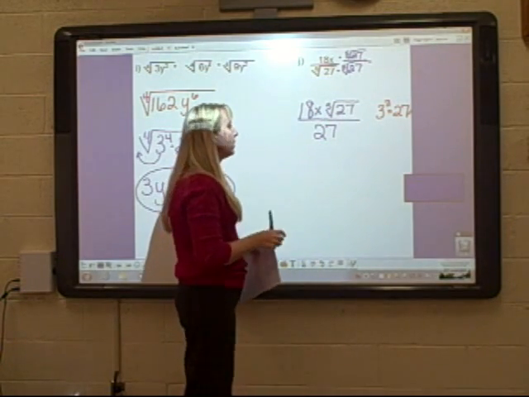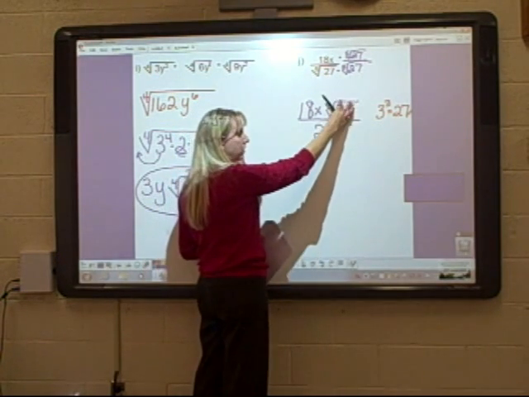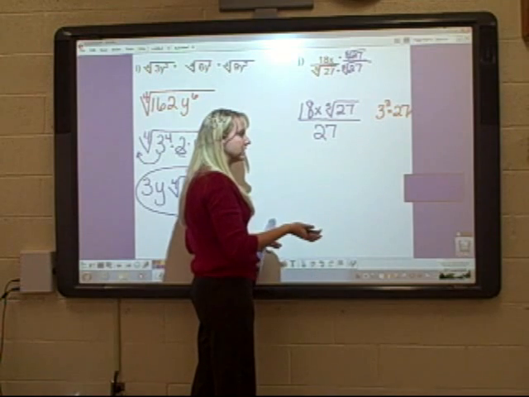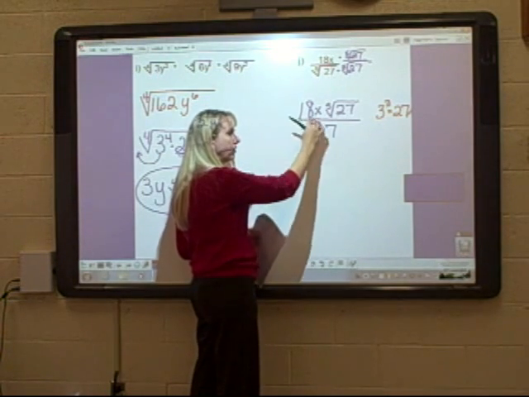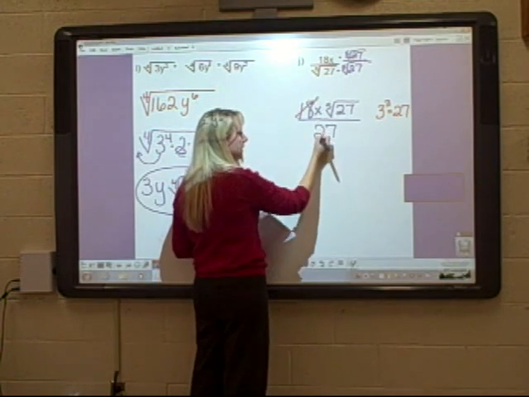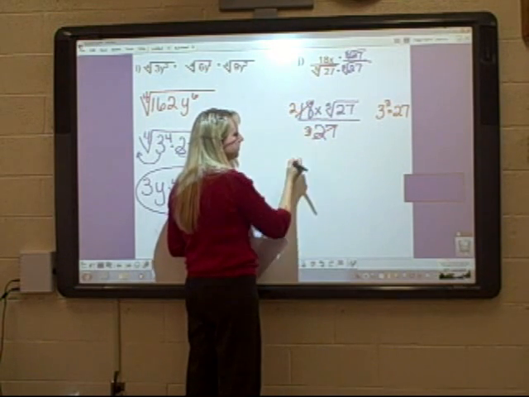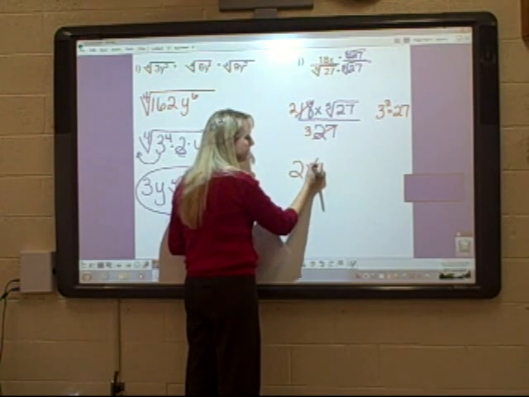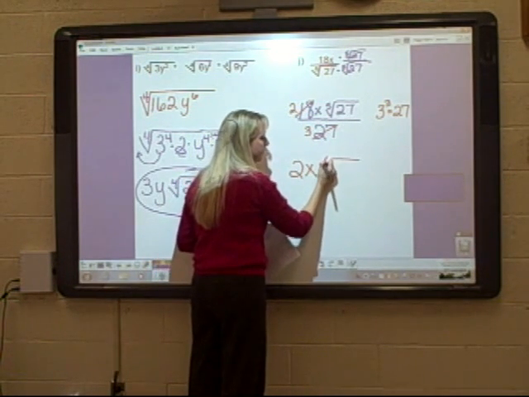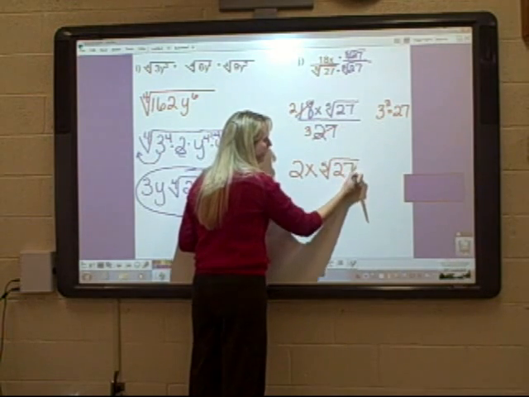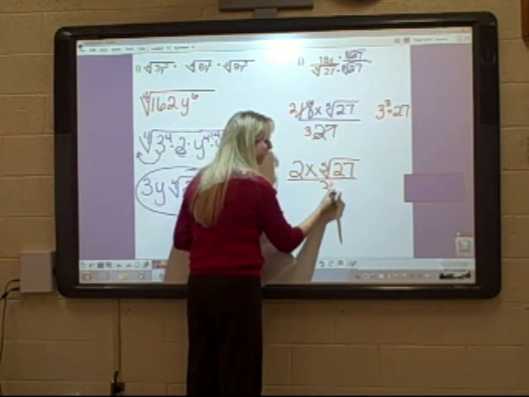So the next thing I look at, after I look at my radical and can't simplify that, is just my coefficients. Well, 18 and 27, we know 9 goes into both of those. So we end up with 2x, and then the 5th root of 27, all over 3.